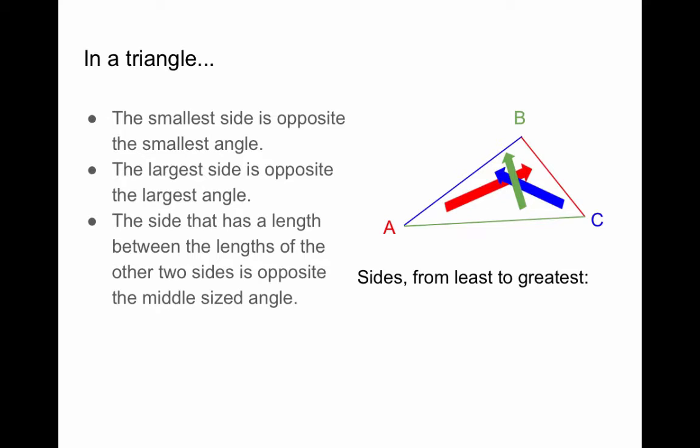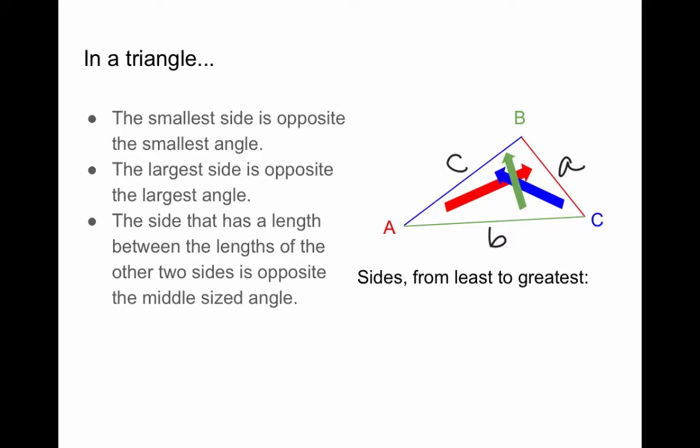When we label the sides of a triangle, we do it with lowercase letters. So this one, for example, is going to be side little c. This one is going to be side little b, and this one over here is going to be side little a.